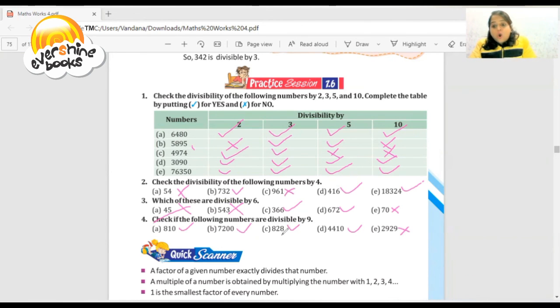You have to add all the digits. Okay. 4 plus 4, 8 plus 1, 9. So it is your correct answer. 2 plus 9 plus 2 plus 9. It means 11 plus 2, 13, 13 plus 9, 22. 22 is not divisible by 9.